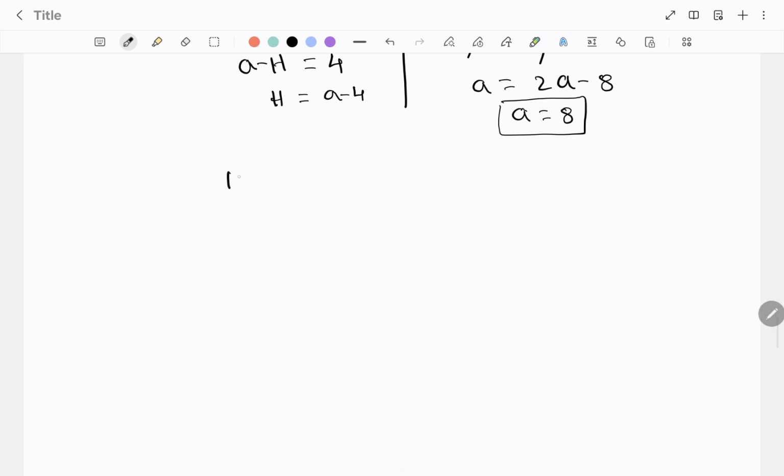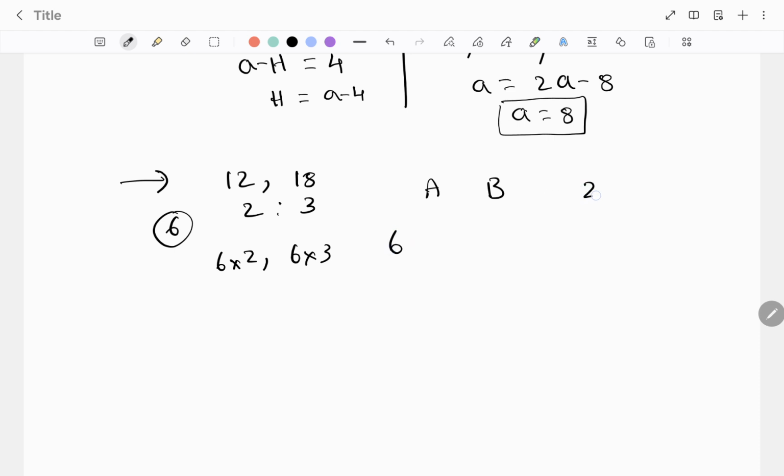Again I am taking 12 and 18. What is the HCF? HCF is 6. It goes 6 twos and 6 threes. So the ratio of the two numbers is 2:3 and HCF is 6. Then what will be the numbers? 6 into 2 comma 6 into 3. Suppose the two numbers are A and B, their HCF is given as 6, and the ratio of the numbers is given as 2:3. Then what are the numbers? 6 into 2 comma 6 into 3. So A is equal to 12 and B is equal to 18.